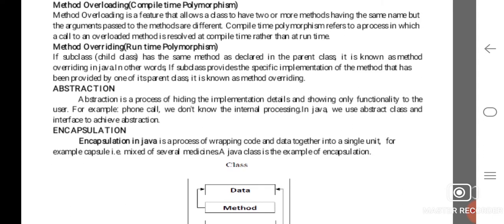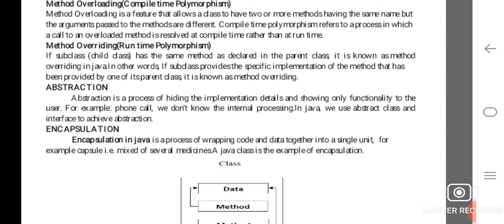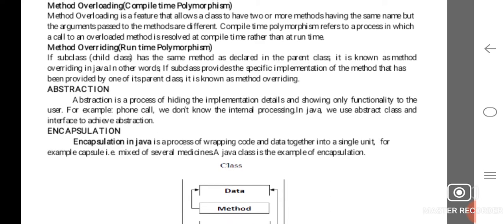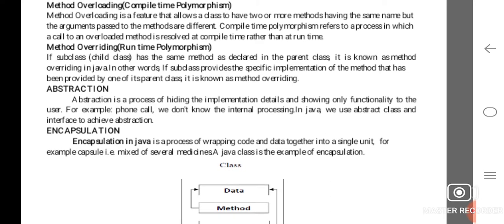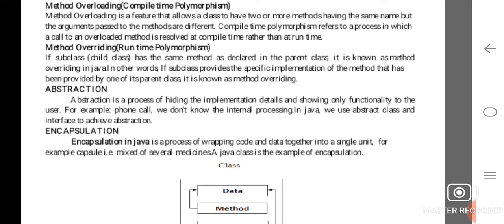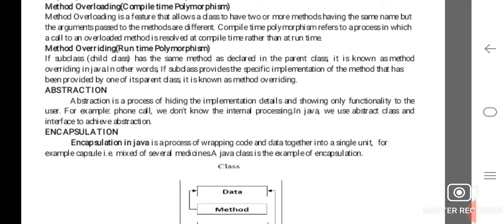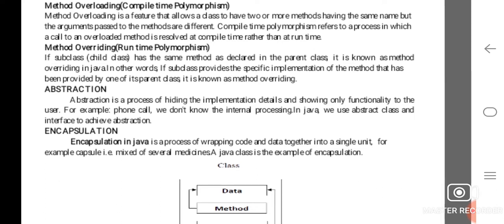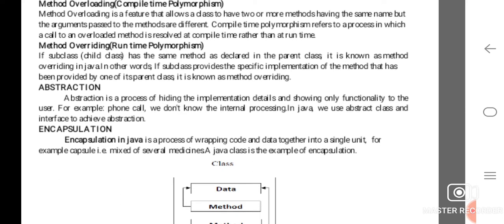The next one is abstraction. Abstraction is a process of hiding the implementation details and showing only the functionality to the user. For example, when you take a phone call, we don't know the internal processing. In Java, we use abstract classes and interfaces to achieve abstraction.